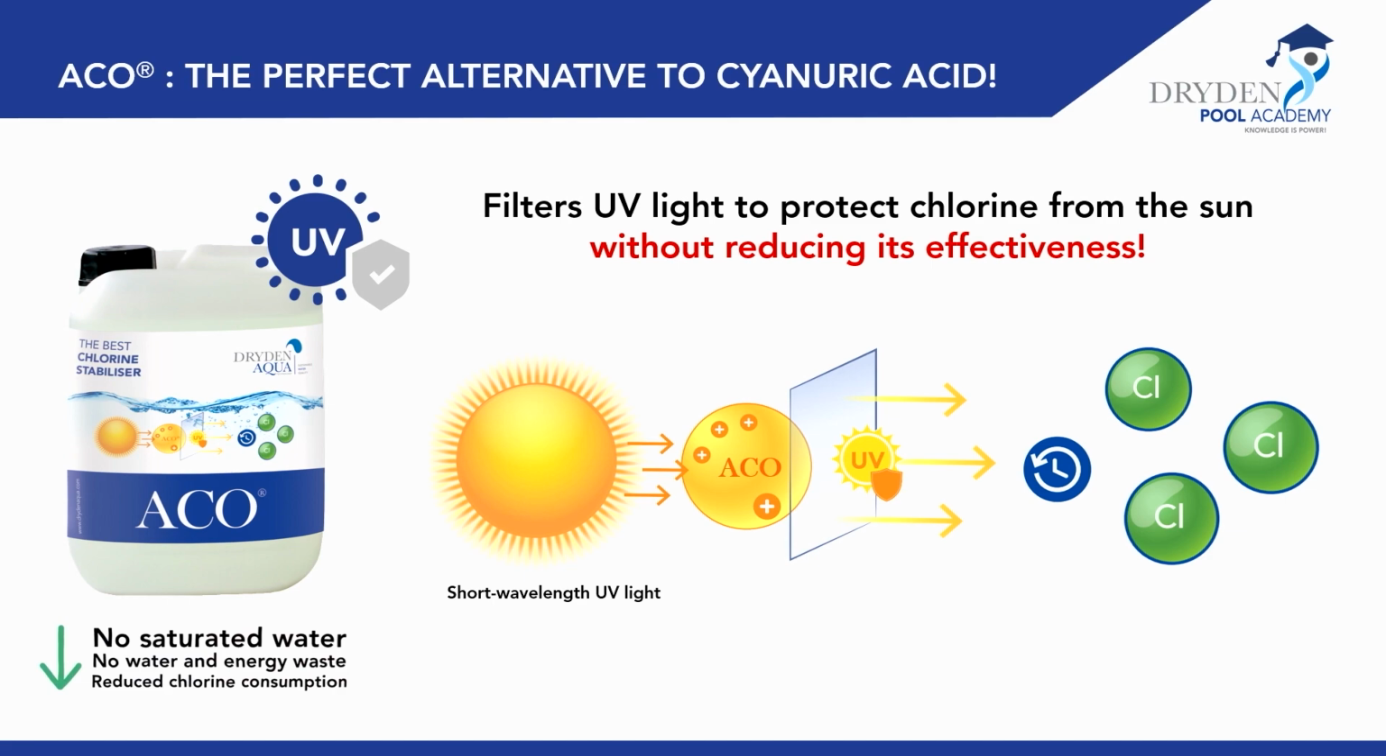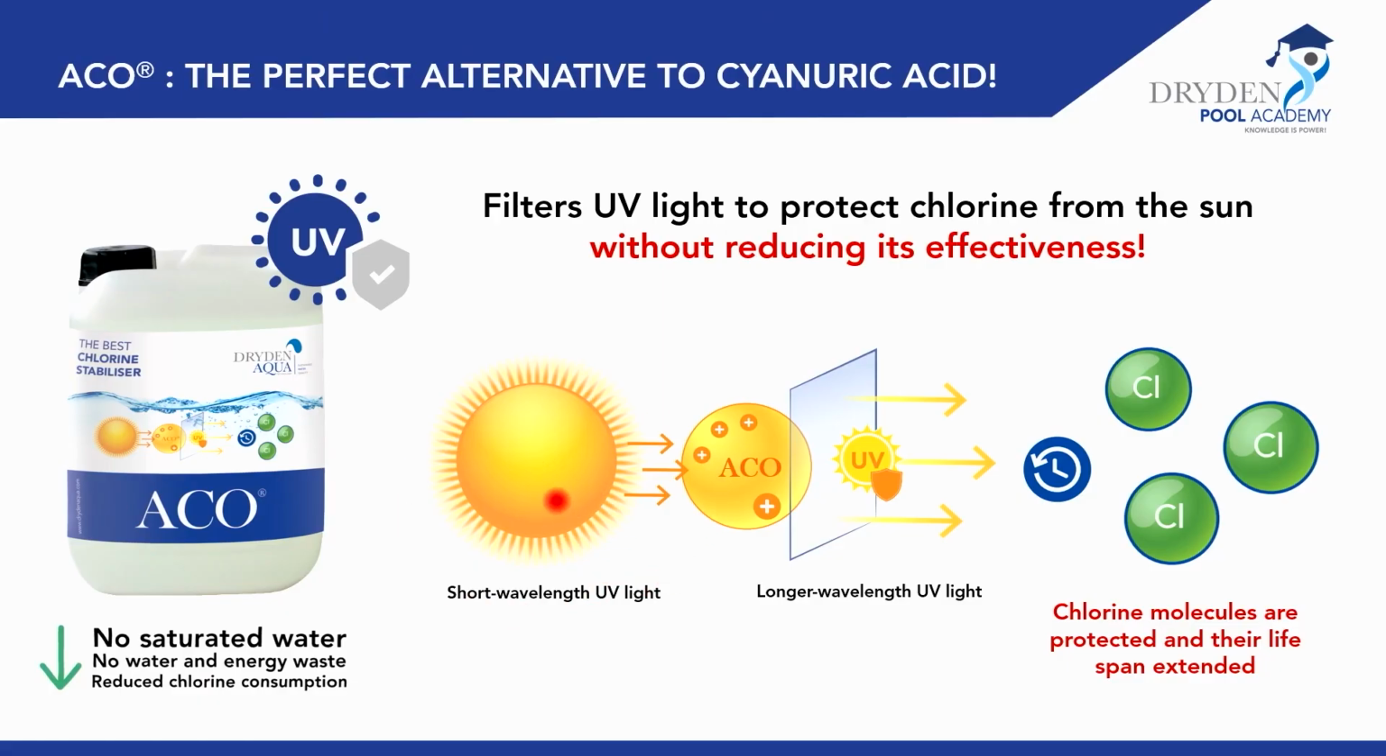And that's why we believe we have a much better solution than cyanuric acid with ACO. ACO will also protect, of course, chlorine from this UV light, but it's working a different way. Maybe you can explain to us. So how the ACO works, when we add it to the pool, it actually changes the wavelength of the UV rays, so it goes from a short wavelength to a much longer wavelength. This prevents or reduces the breakdown of free chlorine in your pool.